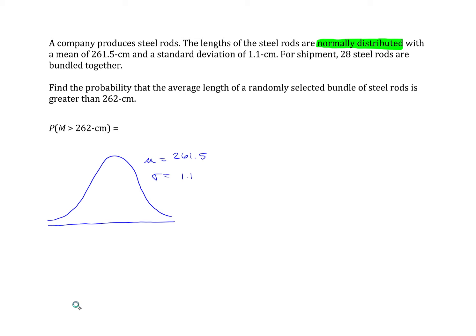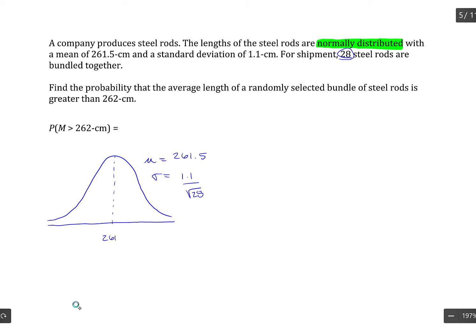But we are working with a sample of 28 steel rods. So we're going to take that standard deviation and divide by the square root of 28. So that makes this a sampling distribution, but it's not that different from the process that we do with just normal distributions. As long as we account for the standard deviation, that's all we need to worry about.